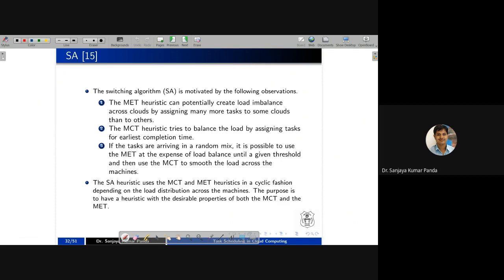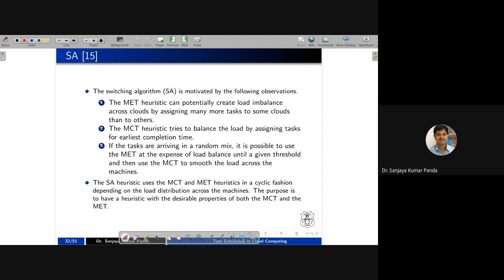So the main motivation behind going for the switching algorithm is that the MET heuristic can potentially create load imbalance across cloud by assigning more tasks to some cloud than others, as we have seen. All the tasks, that is T1, T2, T3, T4 in our example, are assigned to Cloud 1. So cloud 2, cloud 3, cloud 4 are completely idle. So it creates a load imbalance problem.